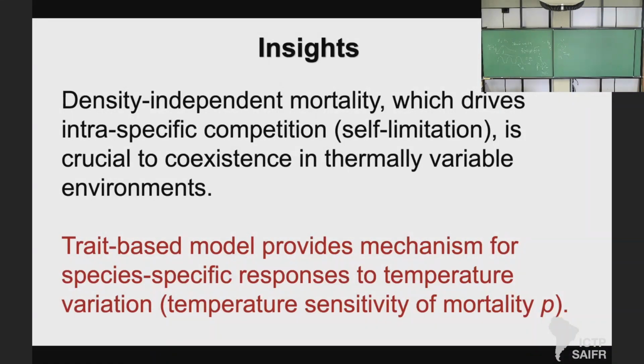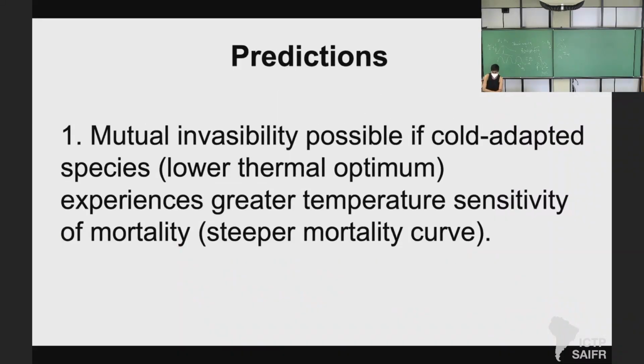In this case, the temperature sensitivity of mortality, where P gives the ratio of those sensitivities for the invader and the resident. Right. So here is something we can predict a priori. That's the nice thing about this.